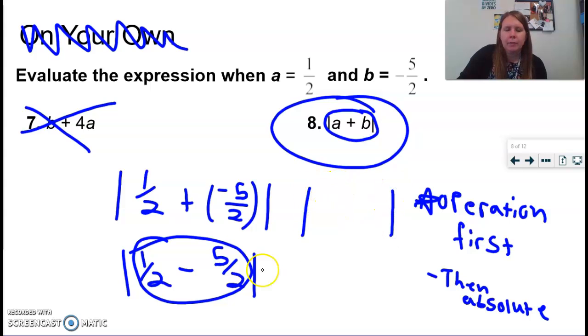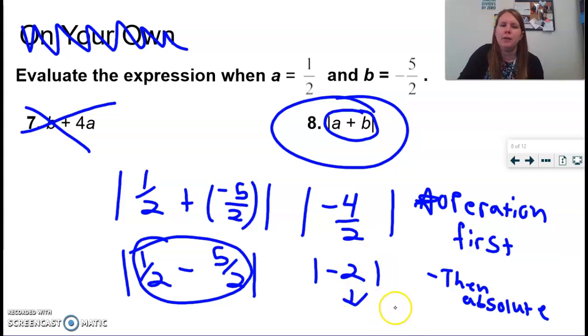So within here then, remember the 2 stays at the bottom, and then I'd have 1 minus 5, which is actually -4. And then let's simplify this first, because what's 4 divided by 2? 4 divided by 2 is 2, so I'd have -2. And then I take the absolute value of -2. This is where I'm taking the absolute value finally, and it is a +2 then, okay? So always in those cases, take the operation first and then the absolute value, okay?